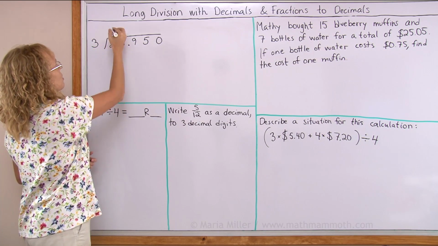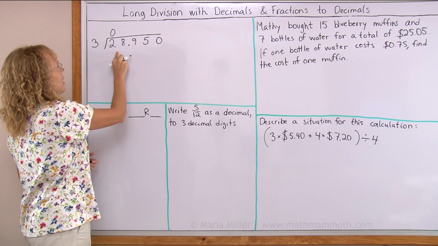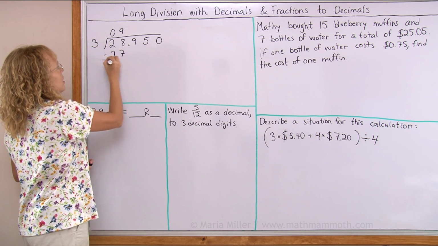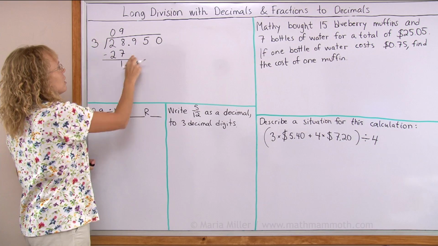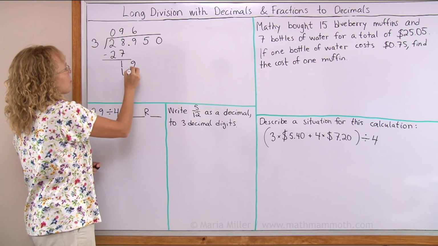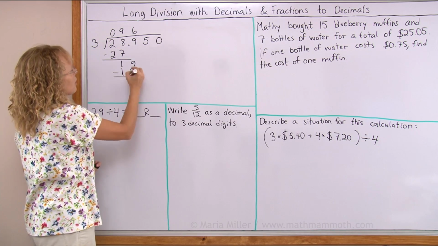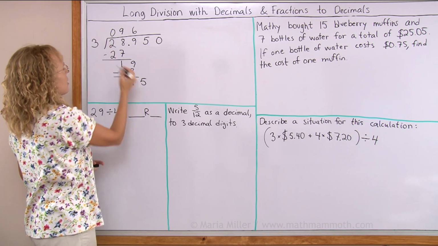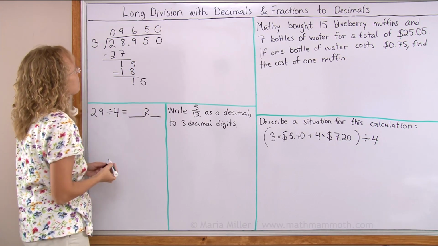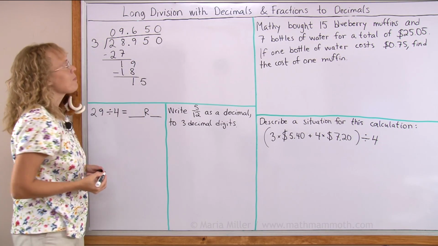So 3 goes to 2, 0 times, 3 goes to 28, 9 times, 9 times 3, 27, subtract and drop down digit, 19. 3 goes to 19, 6 times, subtract, we get here 15, and then this is even now because 3 goes to 15, 5 times and then 0 times. And then the decimal point.